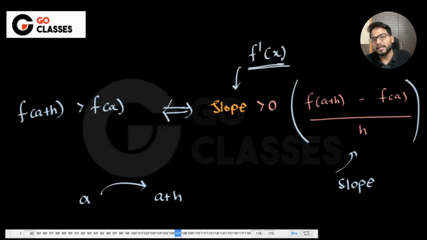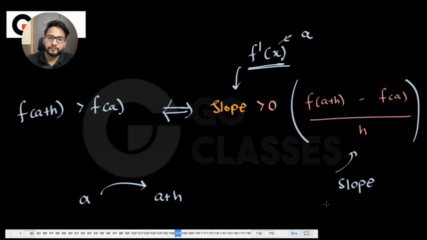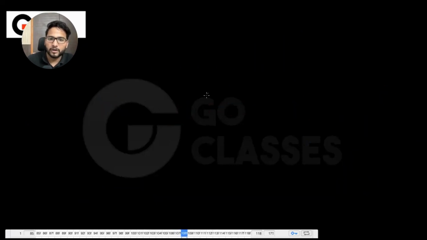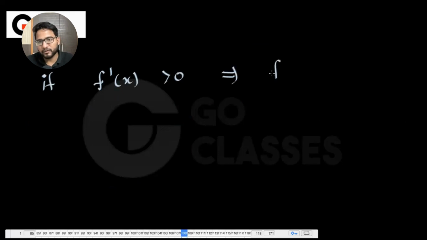So I can say that if f dash x is greater than 0, then it means that by increasing x, by going from a to a plus h, you are increasing the function. Which means if f dash x is greater than 0 at a, meaning you put in the value a, then f dash x is nothing but a slope, right? Which means that the function is increasing. Okay. So if f dash x is greater than 0, then it straight away means that the function must be increasing.